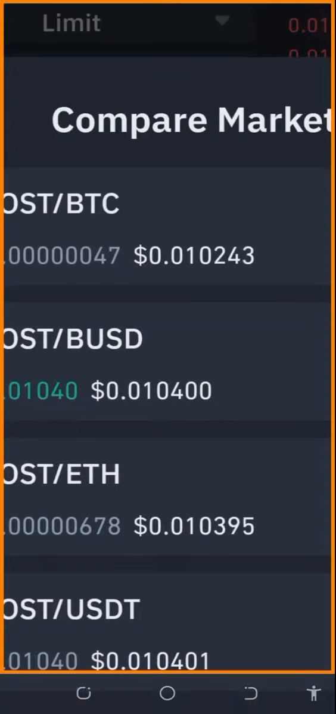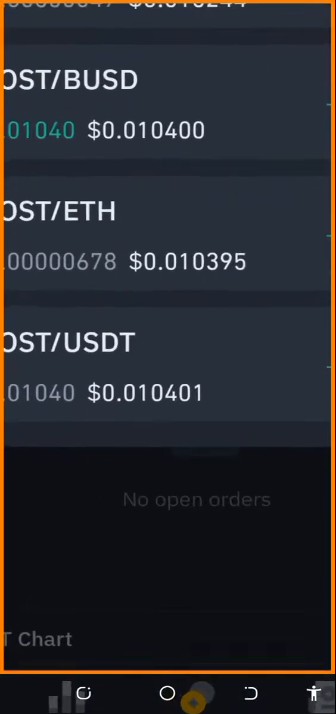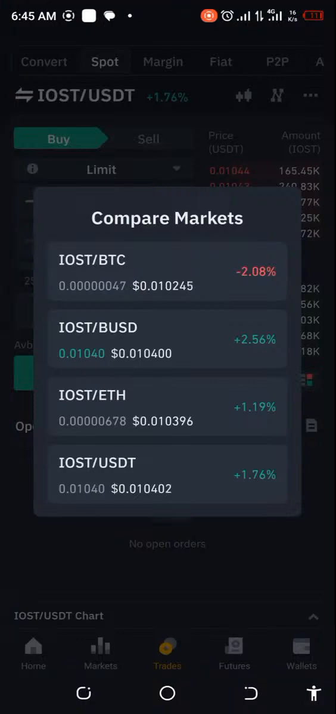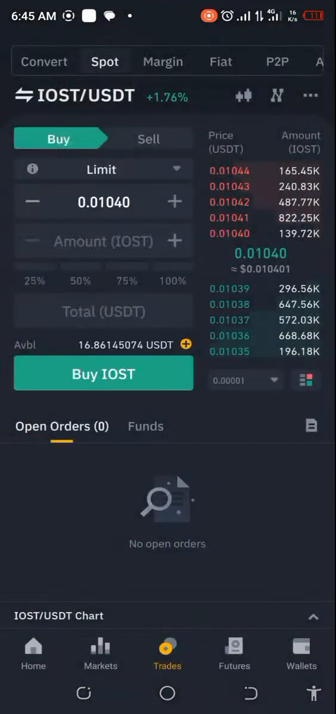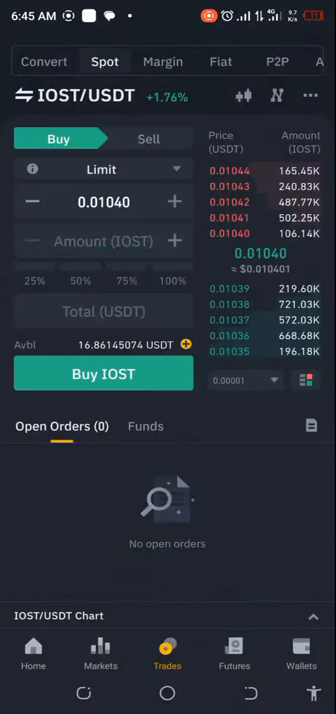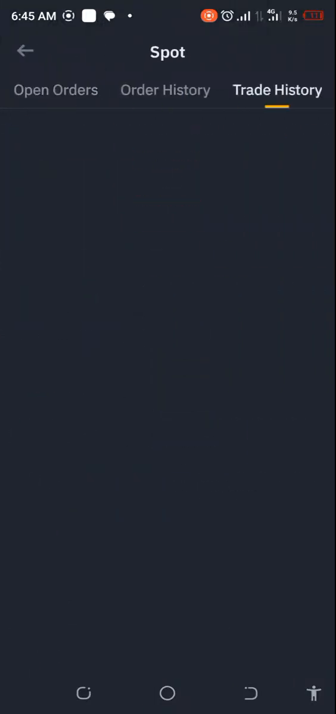At this point, BTC went up a bit, and all of a sudden you can see here that USDT now is 0.0104. Now let's go back and see how much we bought IOST with USDT. Let's look at the order book one more time so that you understand the concept of the boomerang strategy.